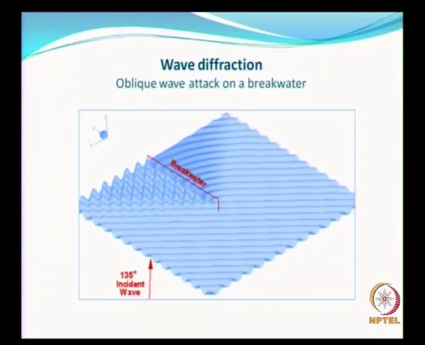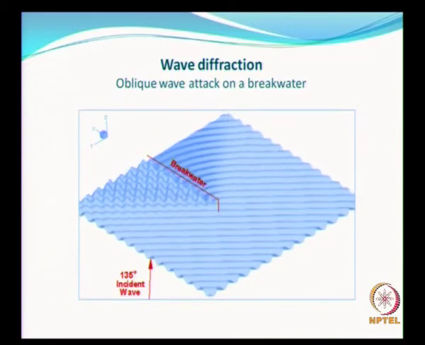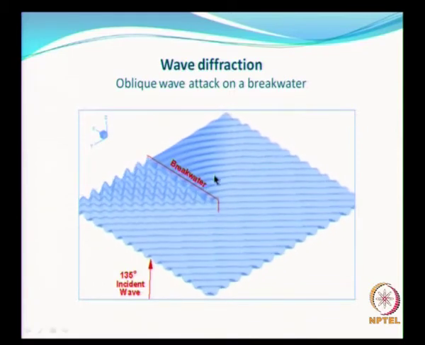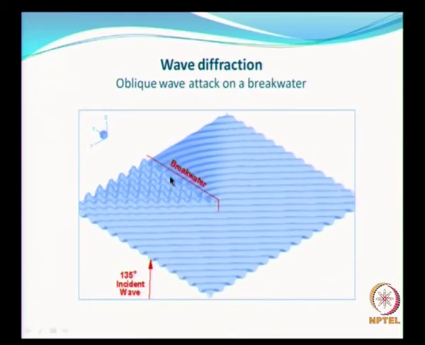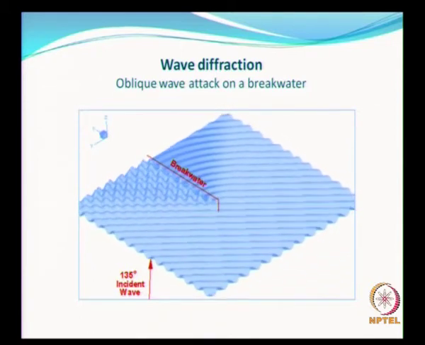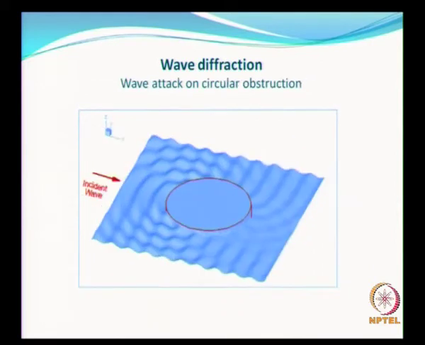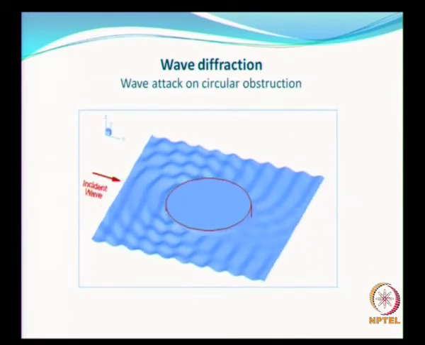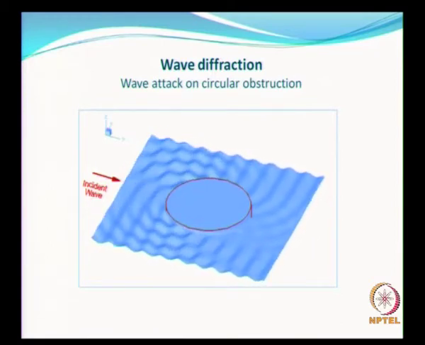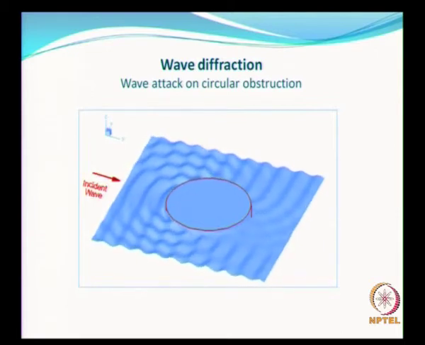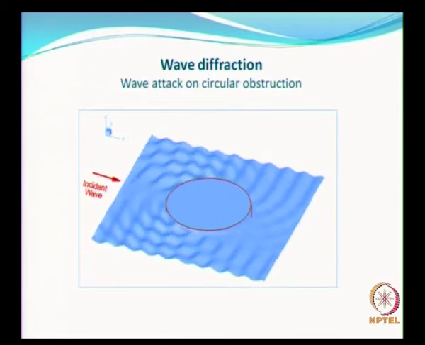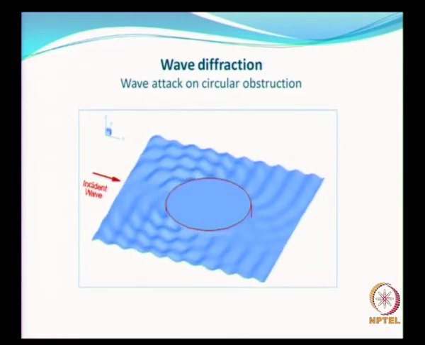Now you see that there is an oblique wave attack. So you see that the bending of waves takes place here, and you see the reflection taking place here. And you will also have a similar kind of phenomena when you have a large structure or large island etc., and you see the scattering of waves and the lateral diffraction of the wave energy. Is that clear?